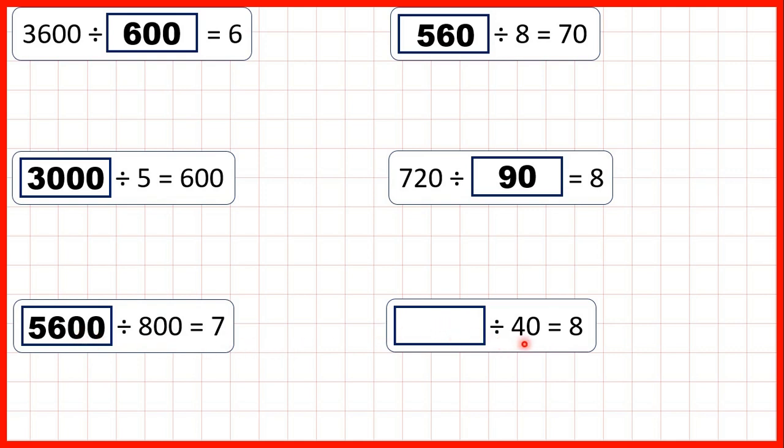What divided by 40 equals 8? Well, 8 times 4 is 32, and then because we don't have any end zero in our quotient, we know that this end zero in our divisor must have been cancelled. So 32 divided by 4 is 8, and because we can cancel the end zeros, we know that 320 divided by 40 must also be 8.